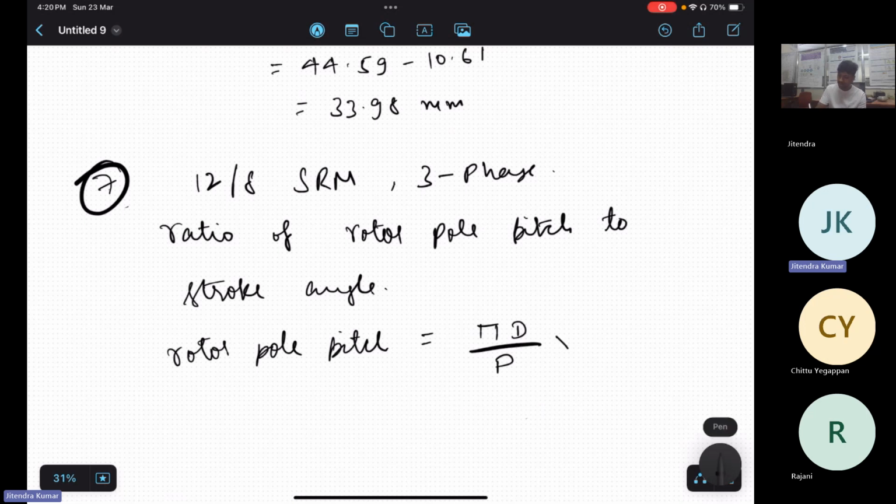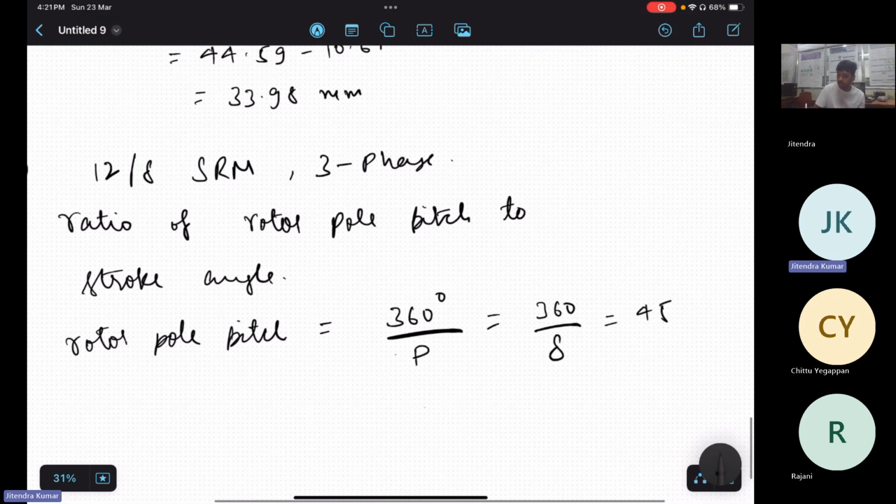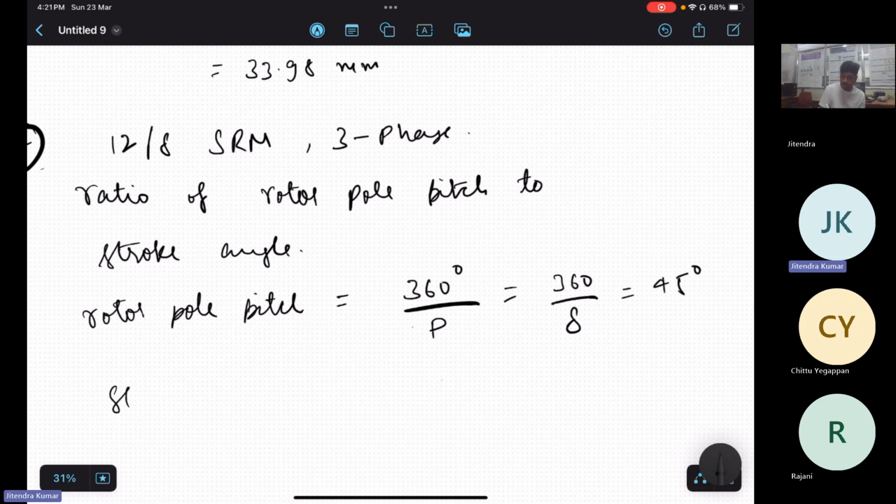So in terms of angle, how much will be the pole pitch? Basically, the entire rotor is spanned into 360 degrees, isn't it? Yes, sir. So if there are n number of poles, there will be 360 divided by n. That much will be the pole pitch angle. So here the equation will become 360 divided by the number of poles. That is the rotor pole pitch angle. Here we have 8 poles, so 360 by 8, which will be 45 degrees. Now, a stroke angle. What is a stroke angle?